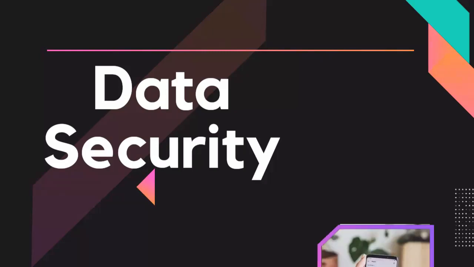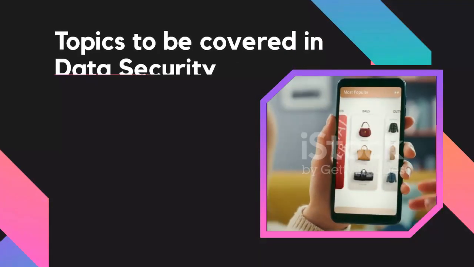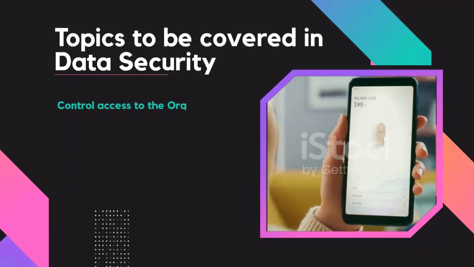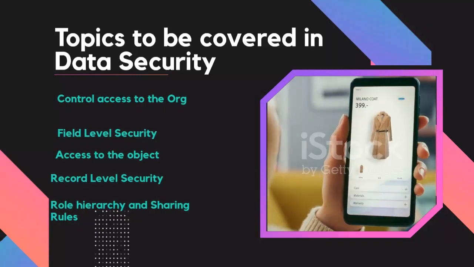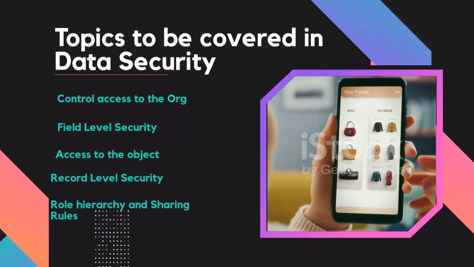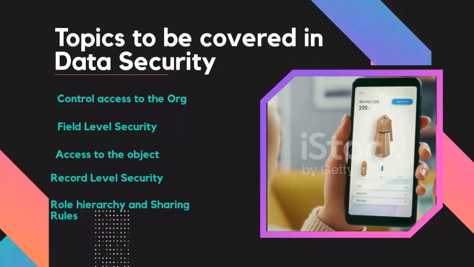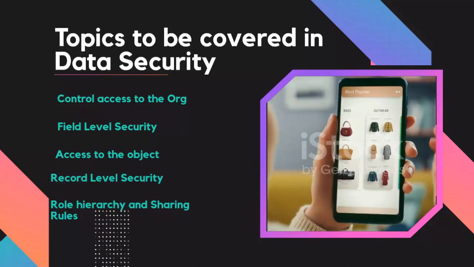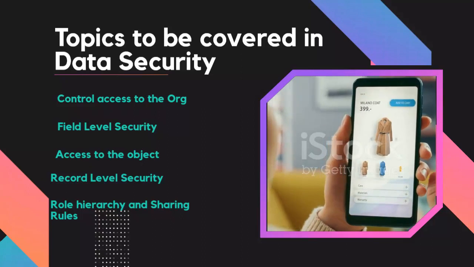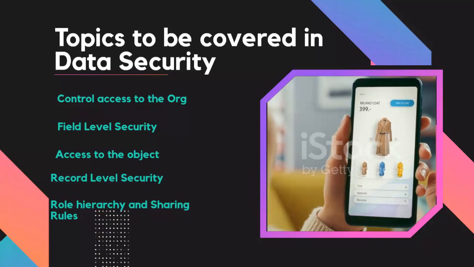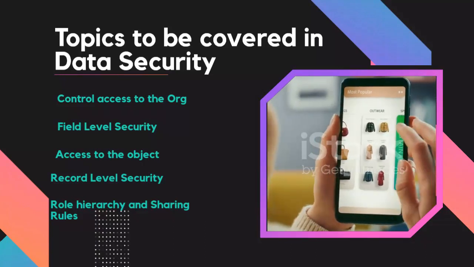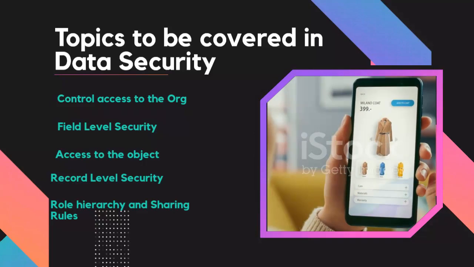Coming further, you would be introduced to the concept of data security. The topics that you would be covering in data security are as follows. You would be working on how to control access to your org, how to define rules at the field level, object level, and record level security, as well as how to set the role hierarchy and sharing rules. At this time, as beginners, you might get confused, but when you get started, all these things would become easy for you.